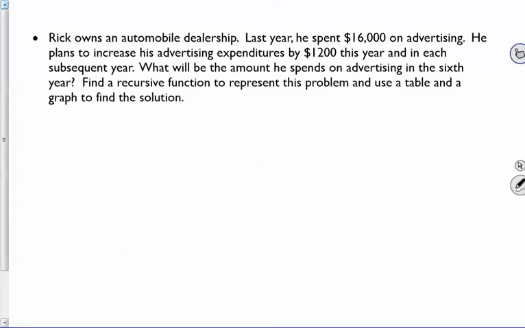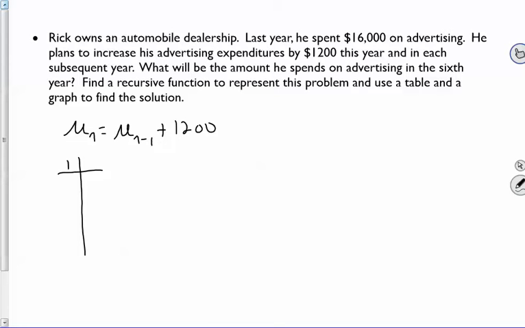Well, if you're smart about it, you probably know, okay, if you start with 16,000 and he's adding 1,200, then u sub n is the previous term plus 1,200. So if you make a table, we have to find out how many years, the sixth year.